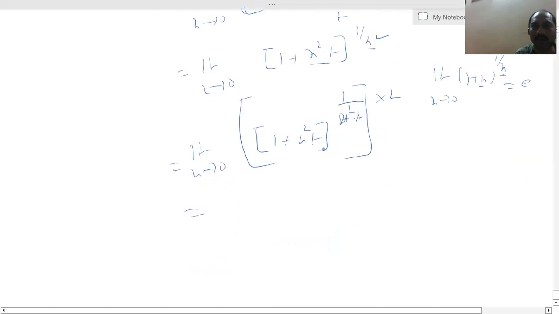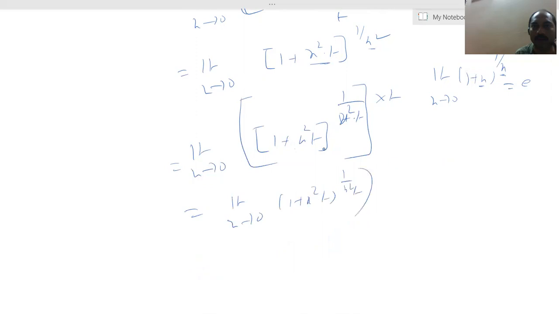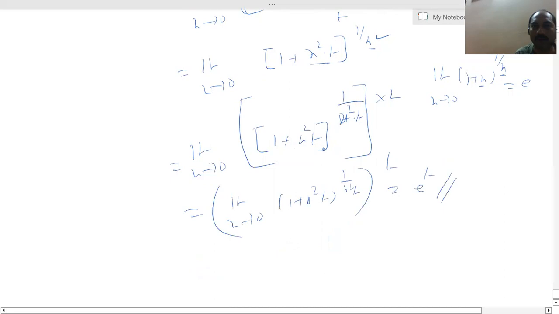So send the limit inside. This value becomes e. Limit x tends to 0, 1 plus x square t, whole power 1 by x square t, whole power t. This value is e power t. Limit applies for t also because t contains the variable, t is an expression in terms of x.